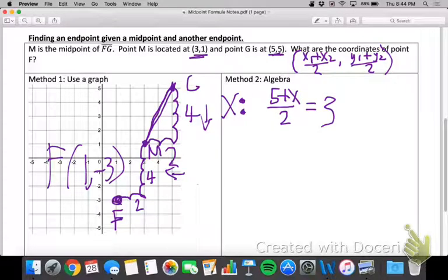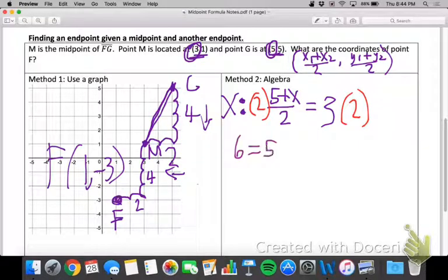I'm just using the midpoint formula, but now I know what the midpoint coordinate is. So this is 3 from here, and the 5 is from here. I just substitute it in, and I'm solving it backwards now. Now I can just take this equation and solve for x. So multiply by 2 on both sides. Now I get 6 equals 5 plus x. So then x is equal to 1. Same answer we got over here, right?